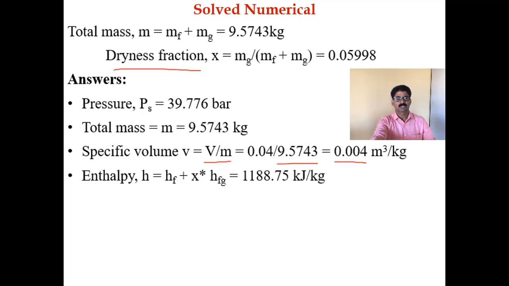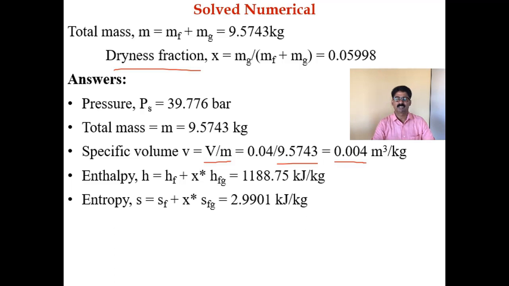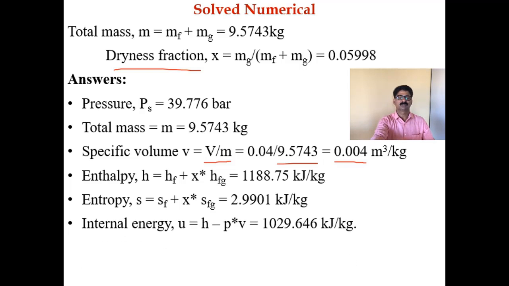So enthalpy h is equal to hf plus x hfg. If you substitute, you get 1188.75 kilojoules per kg. Then entropy, s is equal to sf plus x into sfg, that is 2.9901 kilojoules per kg per Kelvin. All of you can cross verify these answers. Don't simply copy. Okay, and internal energy is equal to h minus Pv. So 1029.646 kilojoules per kg.